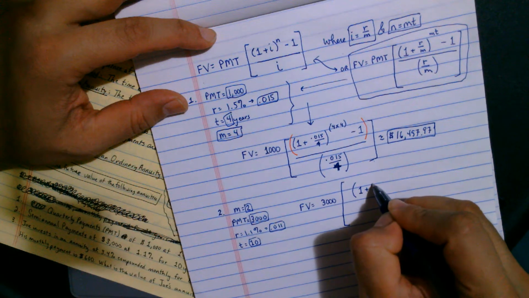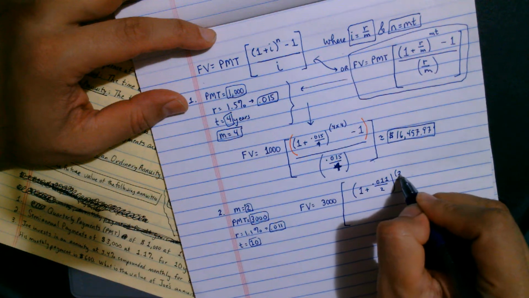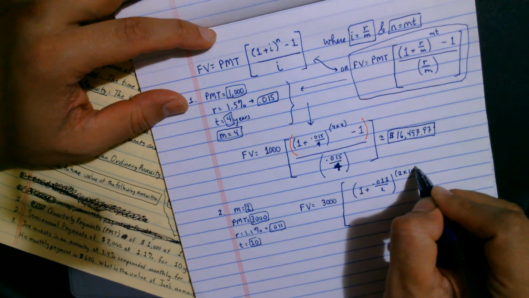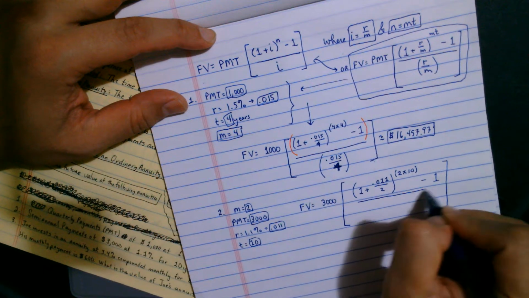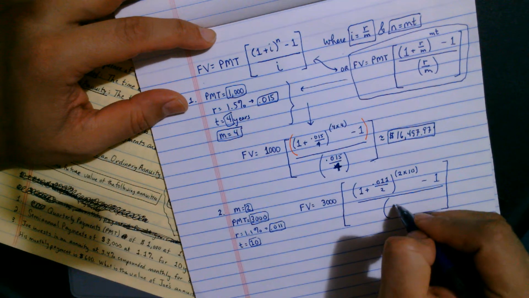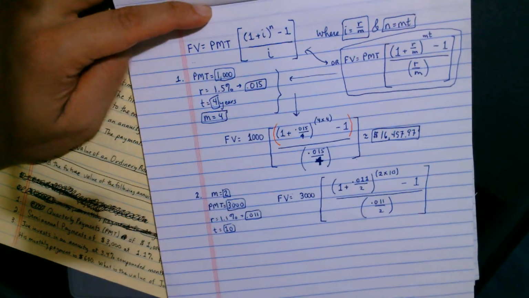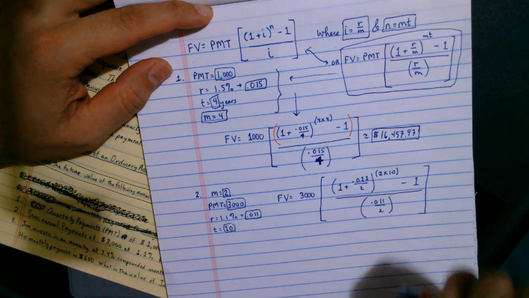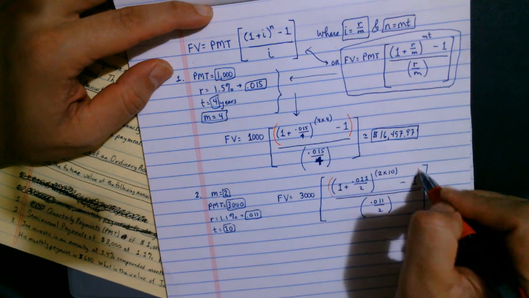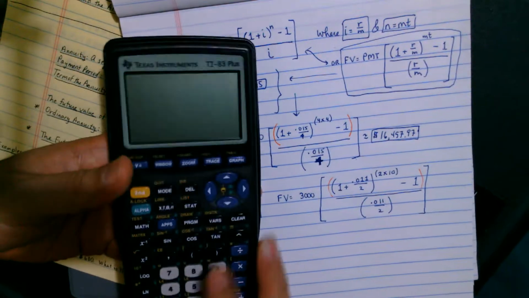1 plus r, 0.011 over m, which is 2, raised to the m, which is 2, times t, which is 10. All that minus 1, bracket, divided by i, which is r over m, 0.011 over 2. And so this thing is your formula. So again, I'm going to put parentheses here and here to show you that you need those parentheses in your syntax of your calculator, or your computer won't understand it.